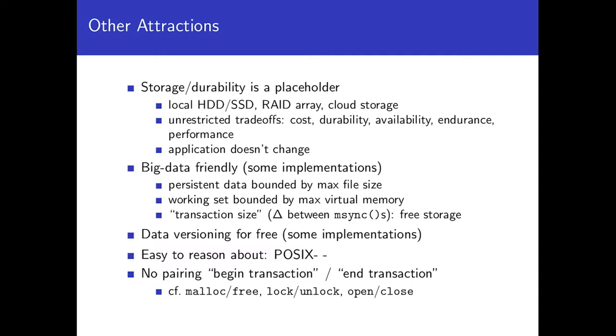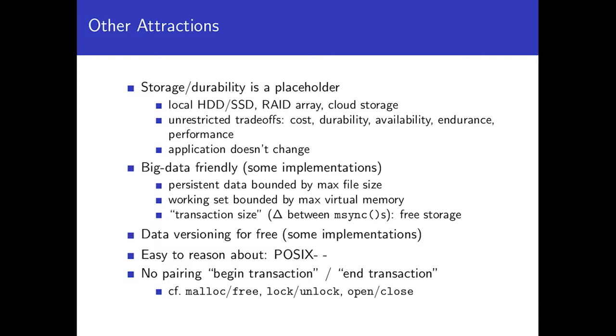Now, some implementations of failure atomic msync give you data versioning for free. Every time you call msync, you're creating a version of your data to which you can revert later if you want. It's easy for programmers to reason about failure atomic msync because it doesn't create new behaviors, it just takes away bad old behaviors from conventional mmap and msync.